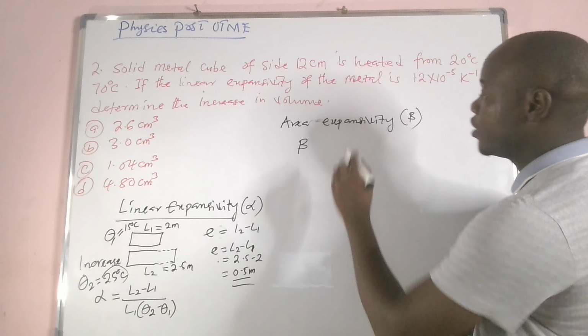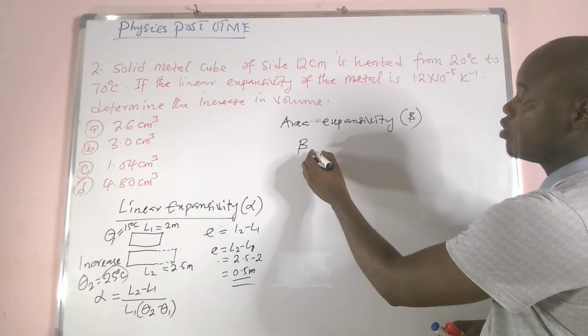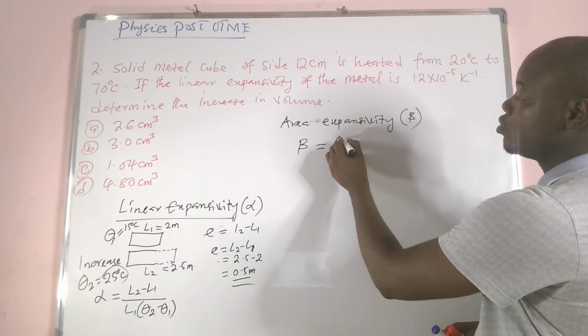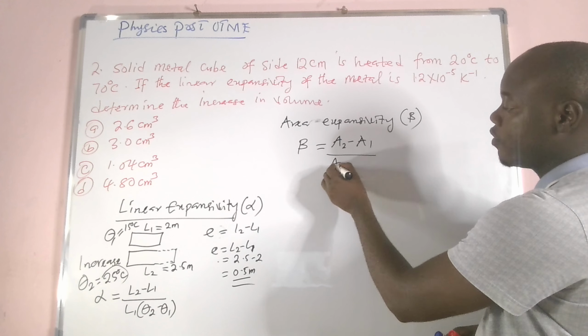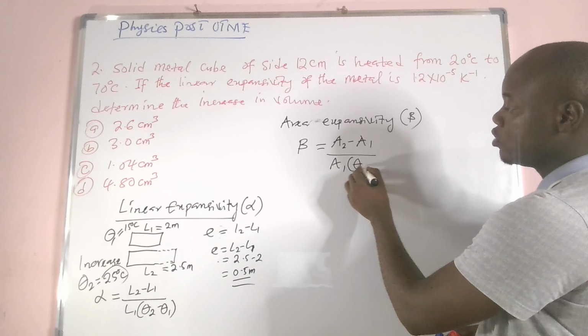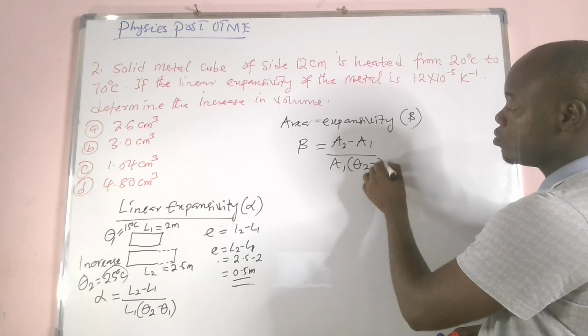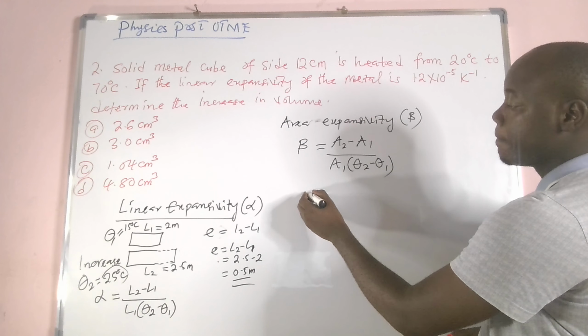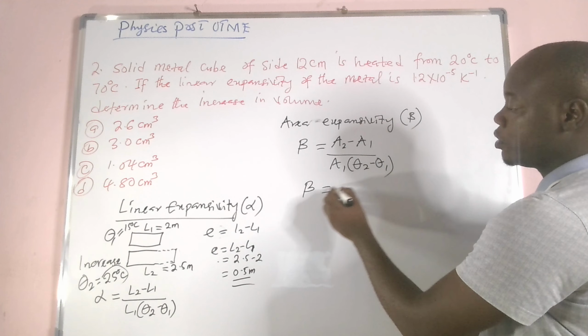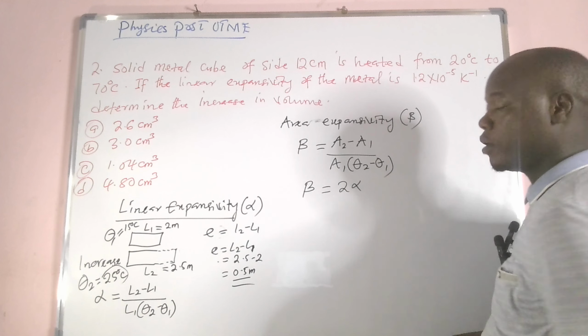So therefore, in the case of area expansivity, we are dealing with area. So beta is equal to area 2 minus area 1 all over area 1 times theta 2 minus theta 1, and of course this area expansivity is 2 times alpha.